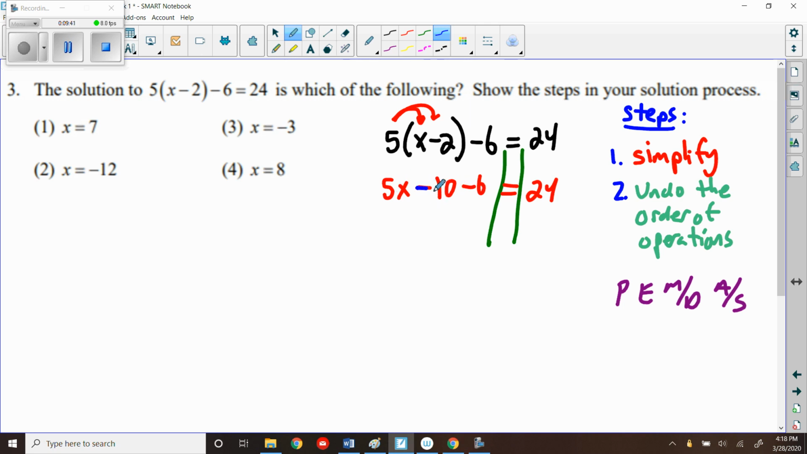I'm going to go ahead and change minus to add the opposite each time I see it. So as I rewrite this to simplify both sides, I'm going to have 5x plus negative 10 and a negative 6 gives me a negative 16 equals 24. Okay, now this expression, 5 times the quantity x minus 2 minus 6, is now written in what I call simplest form.